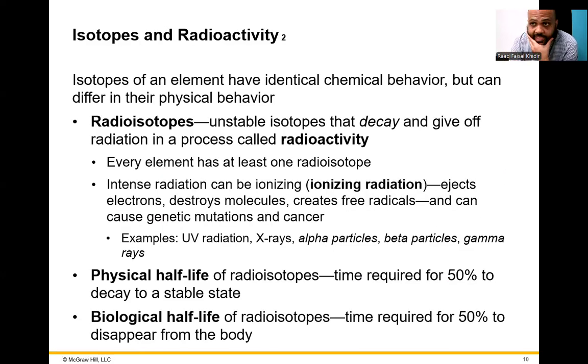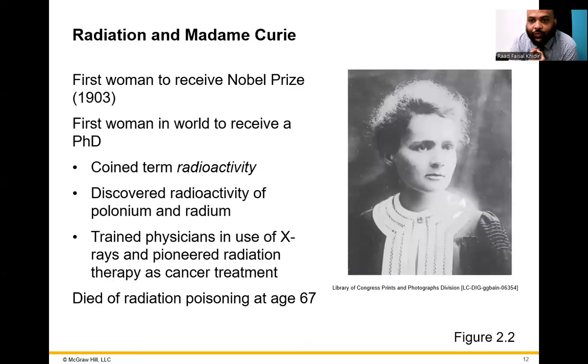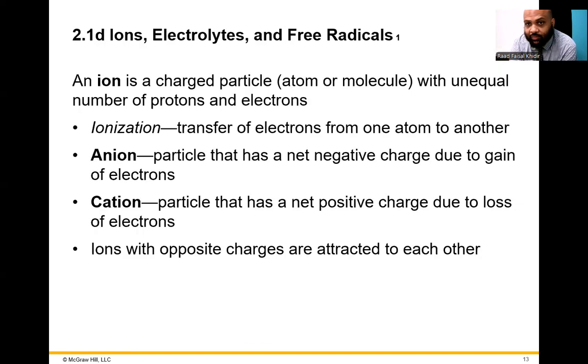Okay, let's now talk about radioisotopes. Radioisotopes are very useful for radiology and diagnostics. They are used, for example, as contrast medium to detect any changes in tissue or any changes in the histology. Okay, we talked about what an ion is.